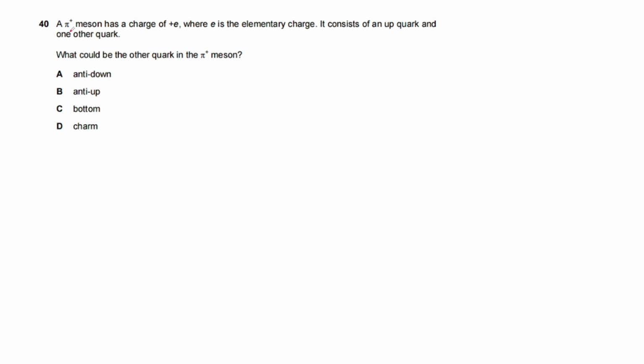Question number 40. A pi-plus meson has a charge of plus e, where e is the elementary charge. It consists of an up quark and one other quark. What could be the other quark in the pi-plus meson? In the case of a meson, it is made up of quarks, a combination of quarks. A meson consists of one quark and one anti-quark. When one quark and one anti-quark combine, it forms a meson. In the case of baryons, it will be 3 quarks only.